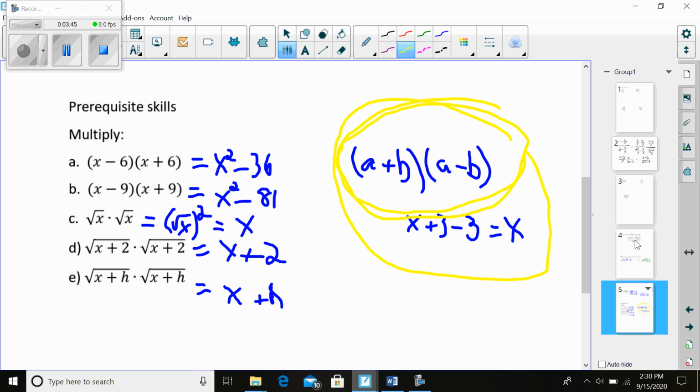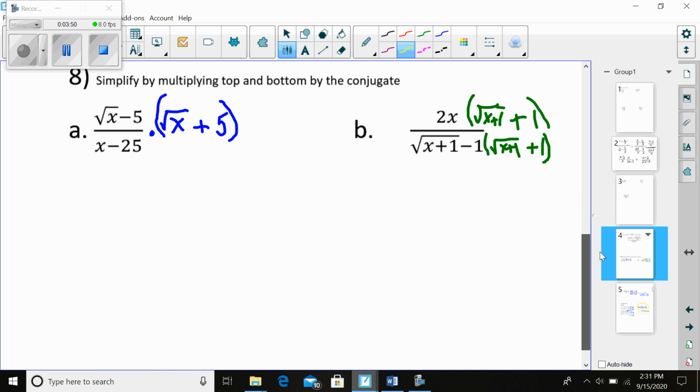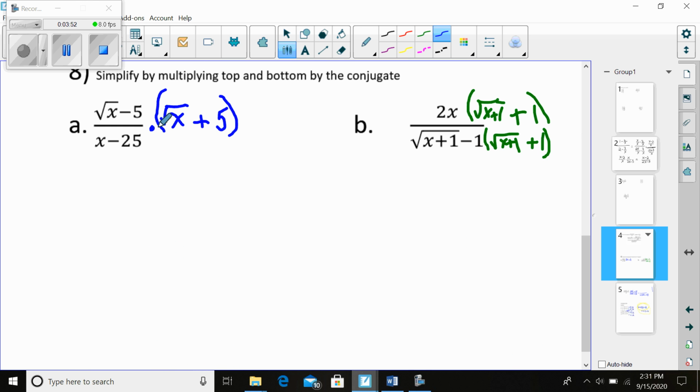So watch what's going to happen back in this example with using the conjugate. In order for this to be legal, I have to multiply my expression by 1, which means that I can't just multiply by radical x plus 5. That would change the value of the expression. I have to multiply by radical x plus 5 over radical x plus 5, because what I just wrote in blue has the value of 1. So I just took my original expression and multiplied it by 1.